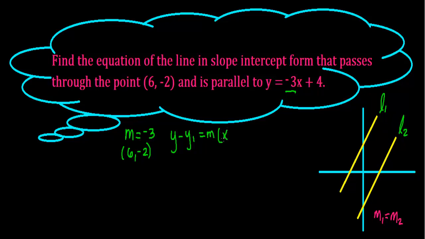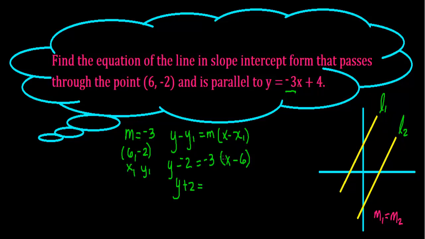And here's the point-slope form. I'm going to fill in my point, which is x sub 1, y sub 1, and I also have m, which is the slope. So here it is: y minus y sub 1, which is negative 2, equals m, which is negative 3, times x minus x sub 1, which is 6. There you have it. Now y minus negative 2, I can simplify to y plus 2.